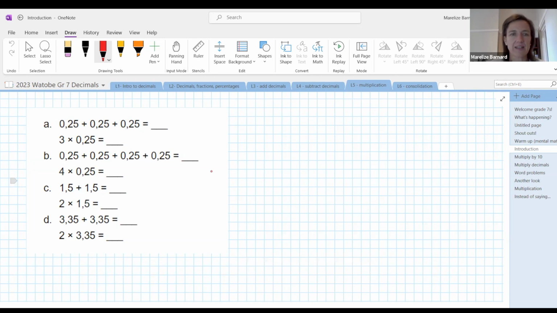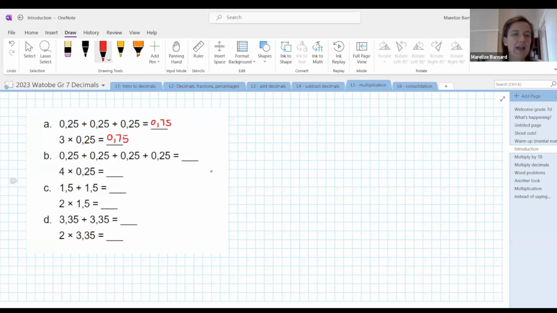0,75. That's right. And that is the same as saying 3 times 0,25. What is that? 3 times 0,25 will be the same, 0,75. Because adding something together 3 times is the same as saying 3 times that number.